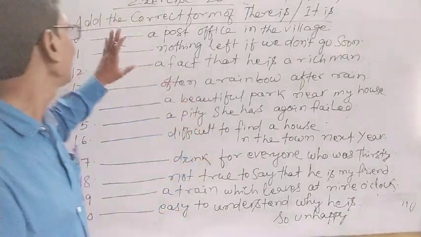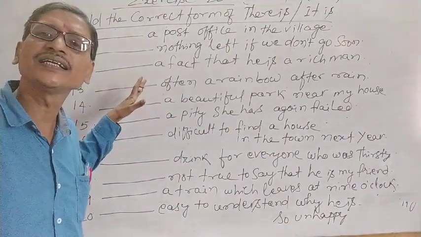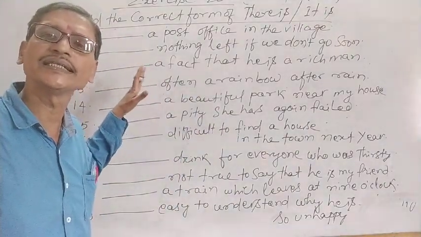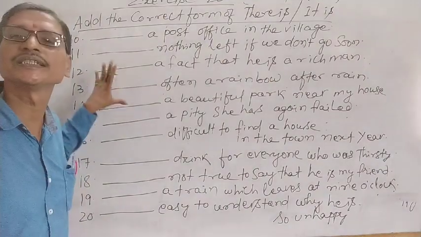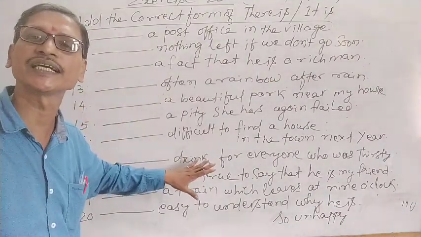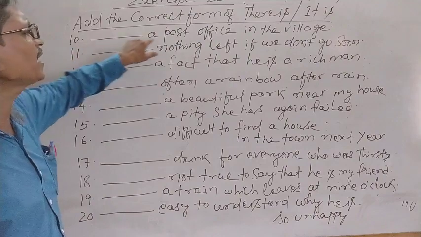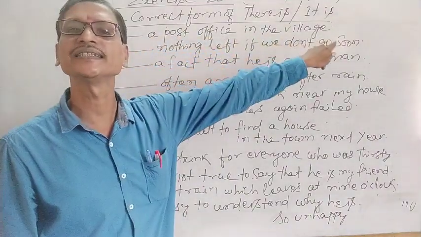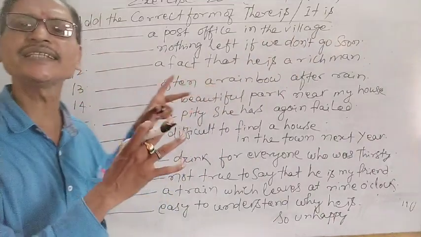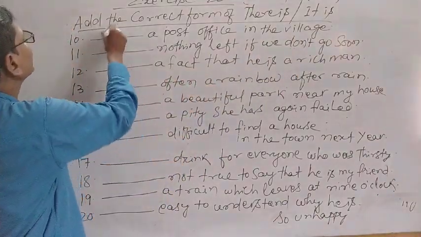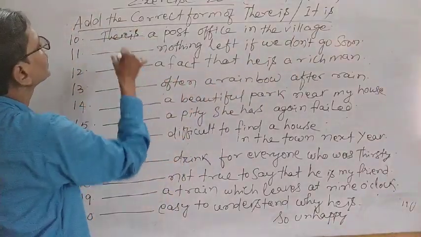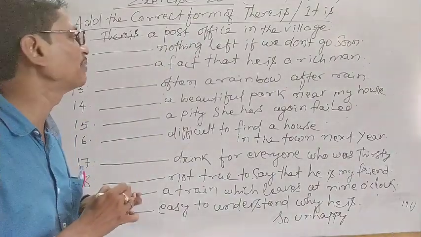Now, let's again add the correct form of 'there is' and 'it is' in the given spaces of the following sentences. Okay, let's understand. Number 10. There is a post office in the village. A post office is existing there. So, there is a post office in the village.